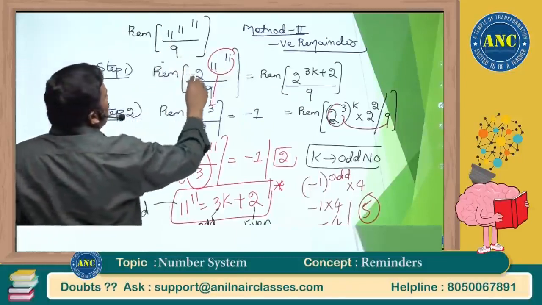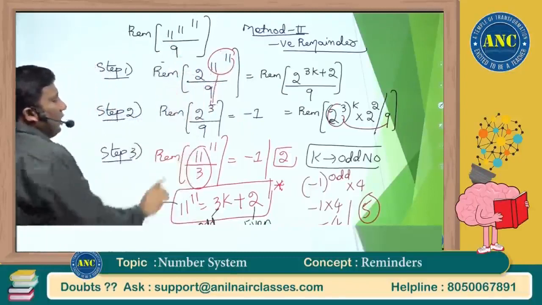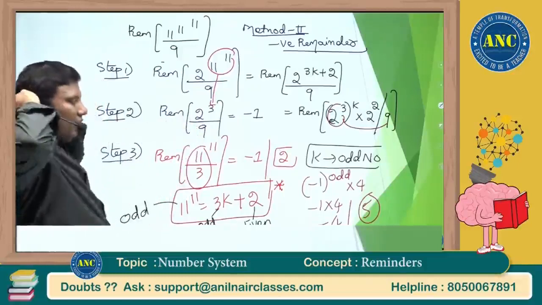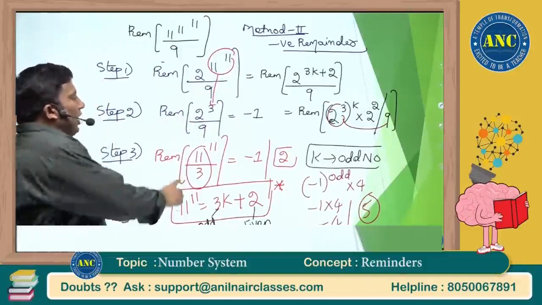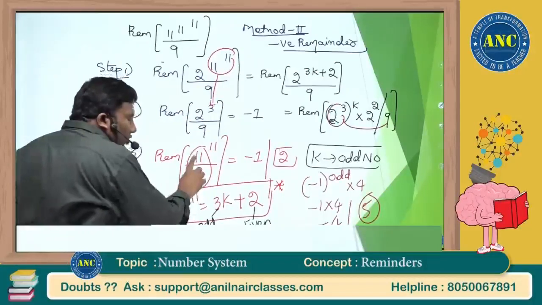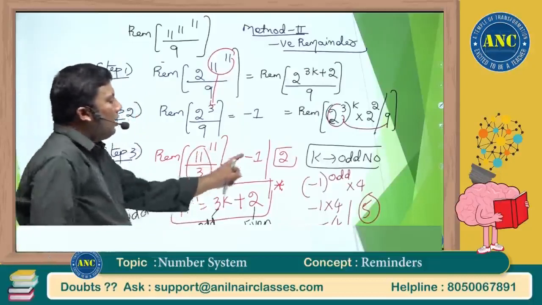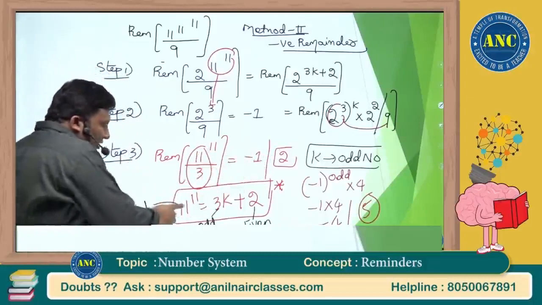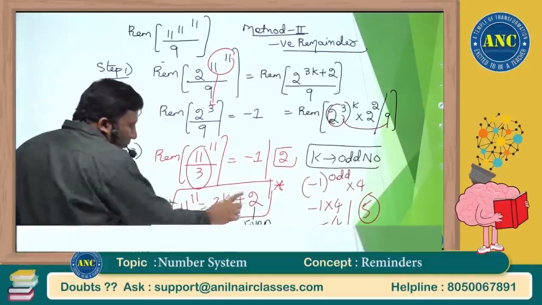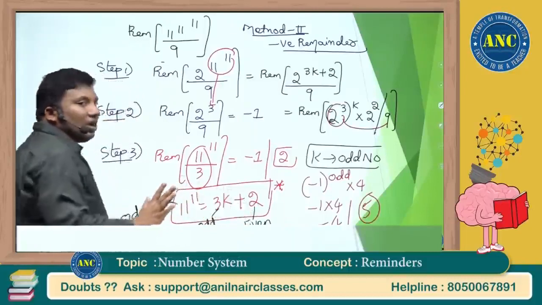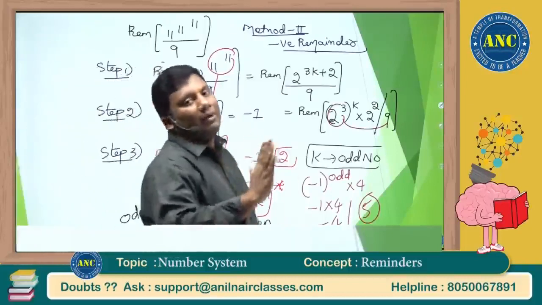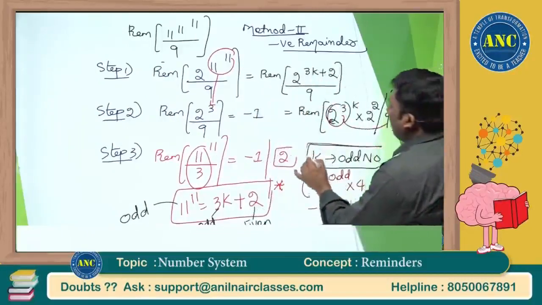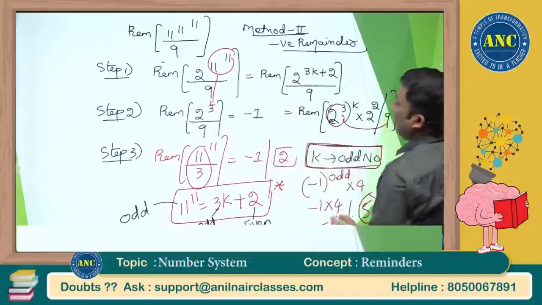So 9 ones are 9, 2 power 11 divided by 9, 2 power 3 divided by 9, 8 by 9, negative remainder is minus 1. So 11 power 11 divided by 3, 3 fours are 12, minus 1 power odd is minus 1, positive remainder it is 2. 11 power 11 is 3K plus 2. 11 is an odd number, 2 is an even number. Odd minus even will be an odd number. 3 is an odd number, odd number into something will be an odd number. That K value will be an odd number. The only thing is finding out whether K is an odd number or an even number.